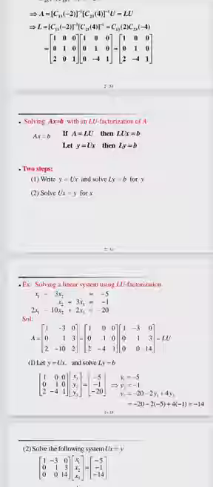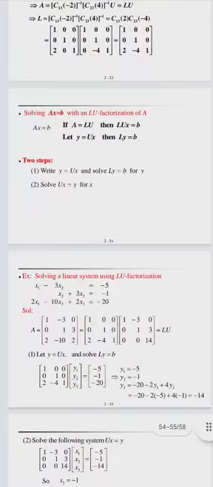Then there are two steps. First step: write Y = UX and solve the equation LY = B for Y. Second step: solve UX = Y for X.